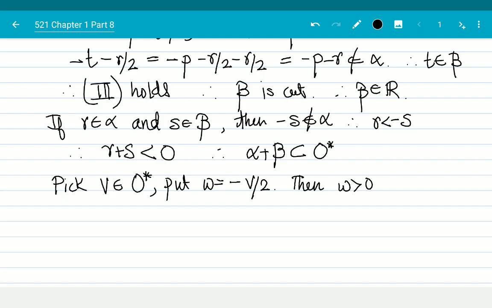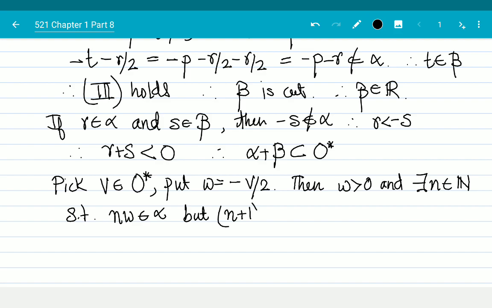And therefore, by Archimedean property of rationals, I'm not going to write that, there exists an n in naturals such that nW is in alpha, but n plus 1 W is not in alpha. Okay?